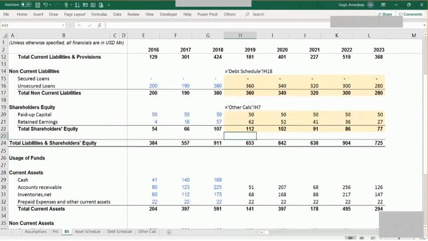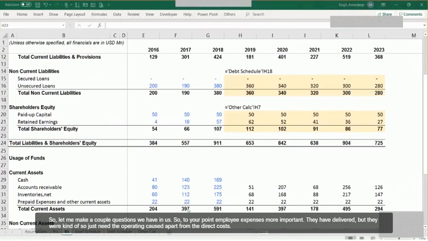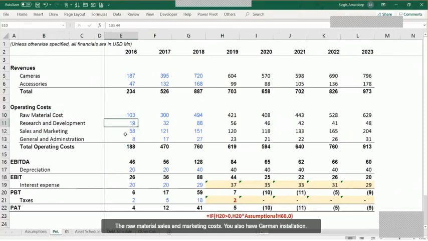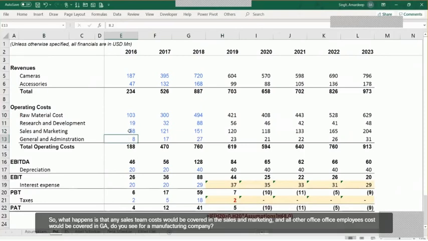So let me take a couple of questions which have been asked. So Abhijit, to your point, employee expenses have not been included in the model. In fact, they have been included, but they were clubbed in certain other items. You see the operating cost, apart from the direct cost related to the raw material and the R&D and the sales and marketing cost, we also have general and administration expenses. So any sales team cost would be covered in the sales and marketing, and all other office employees cost would be covered in G&A.